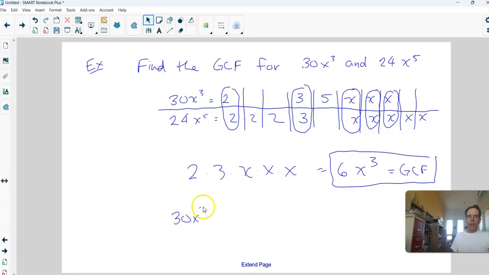So 30x to the third divided by 6x cubed. This should divide evenly. 6 goes into 30 five times. The x cubes cancel, so we get 5. 24x to the fifth divided by 6x cubed. Well, 6 goes into 24 four times, and x to the third cancels 3 of the x's on the top, leaving x squared. So it divides in evenly, 4x squared times. And all right, 6x cubed is the greatest common factor here.